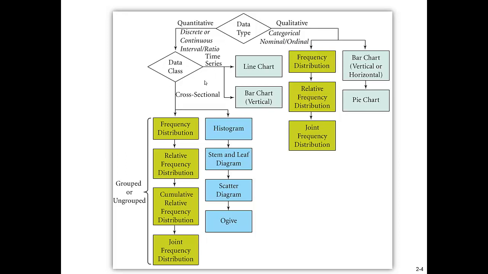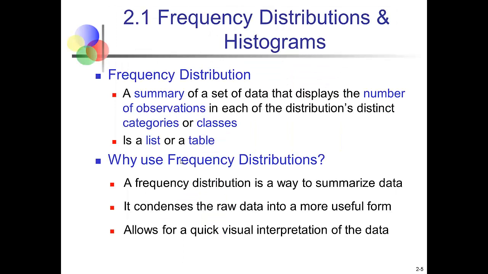So we're going to focus for this video on frequency distributions, relative frequency distributions, cumulative, and joint. These can be used for either quantitative or qualitative data. A frequency distribution is a summary of a set of data that displays the number or count or frequency of observations that occur in each of the distribution's distinct categories or classes. It's going to do this in a list or a table.